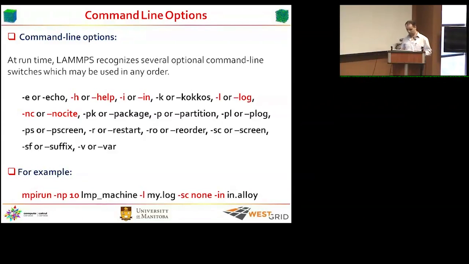For example, to run the code using MPI, we just type mpirun -np 10. Here I just fix the number of processors to 10, then the executable, the log file and the input file. It can be in any order. It doesn't matter if you use command line options.